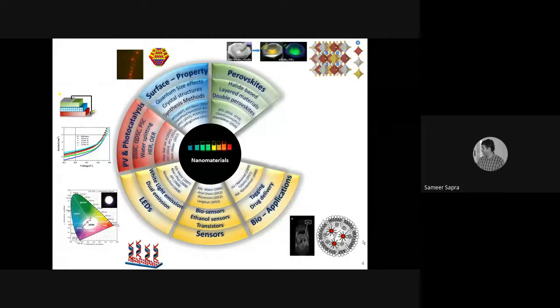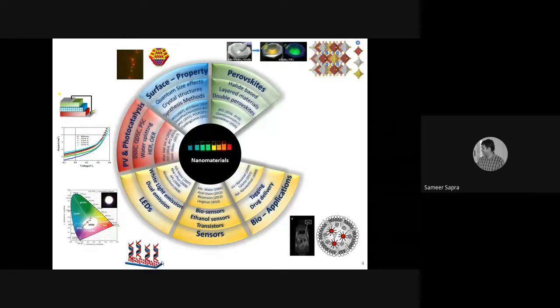By the way, all these things shown in yellow have a very strong collaborative effort, okay? So, for example, we don't fabricate the LEDs in our lab, or we don't fabricate the sensors, or we don't do any animal studies in our lab. And these are all with strong collaborations that we've done.